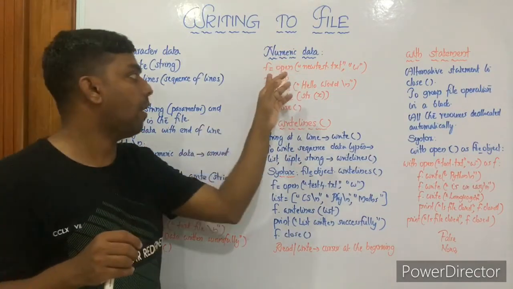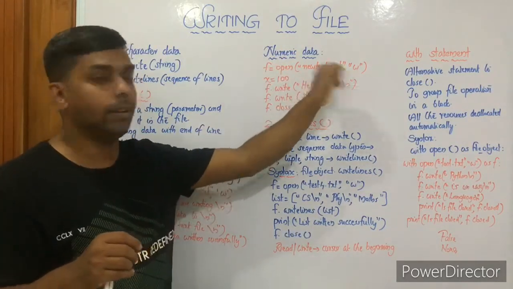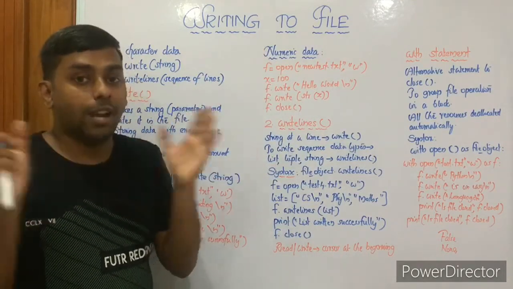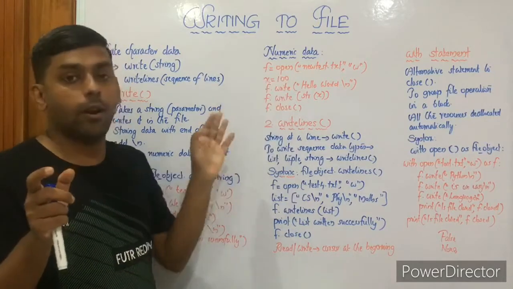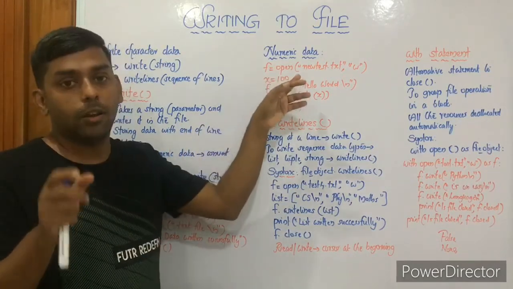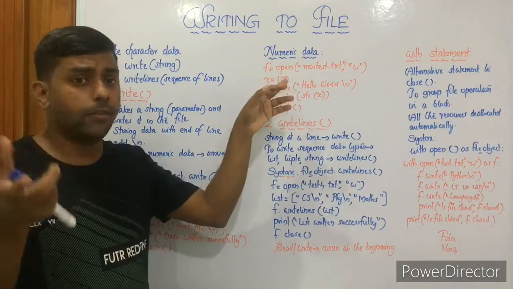First, you have to open the file: f equal to open new test.txt, w. We are opening the file new test for what? W, writing purpose, right? Yes. Then x equal to 100. We have a numeric variable that stores a numeric value, integer value 100.